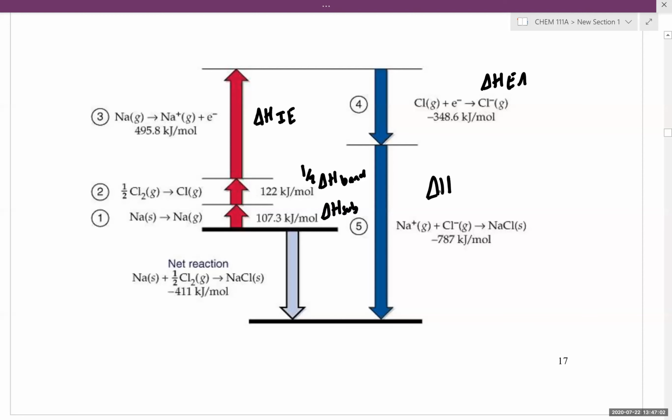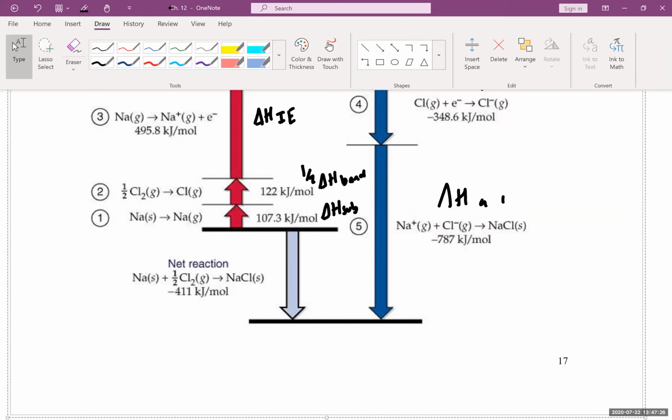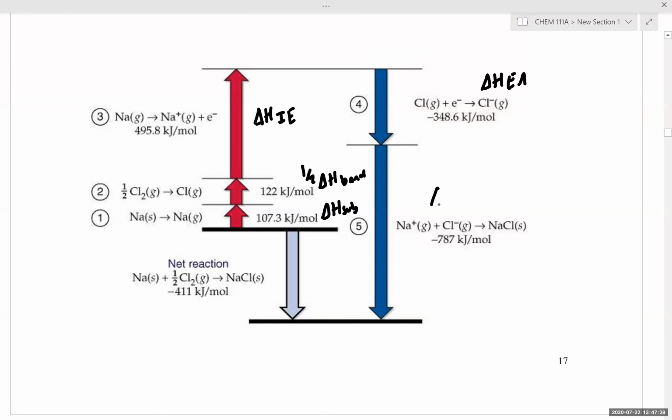And finally, we have our enthalpy. Whoops, one moment. And finally, we have our lattice enthalpy. Allow me one second. There's a small delay with OneNote. So finally, we have our lattice enthalpy. Sorry for that delay.